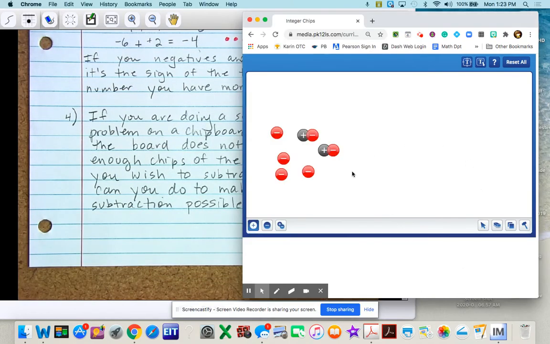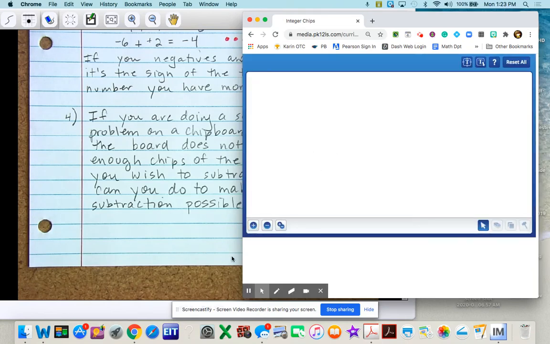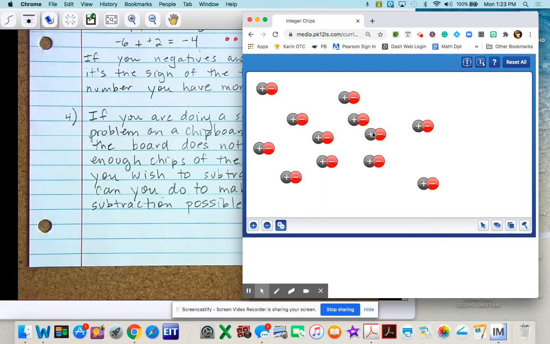I think the big idea here is that you can always add 0 pairs. So what's the worth of this board right here? 0. How about now? Still 0. How about now? Still 0. What's the worth of my board now? Just positive 1, because all of these are zeros. What's the worth of my board now? Just -3, because all of those are zeros.